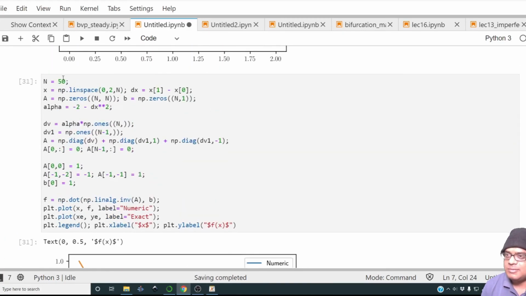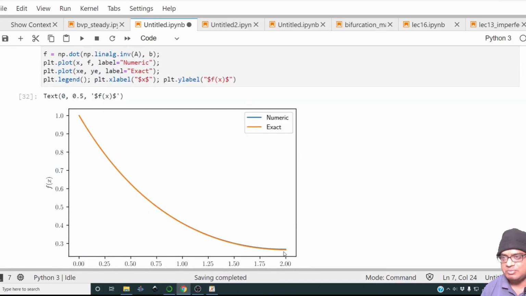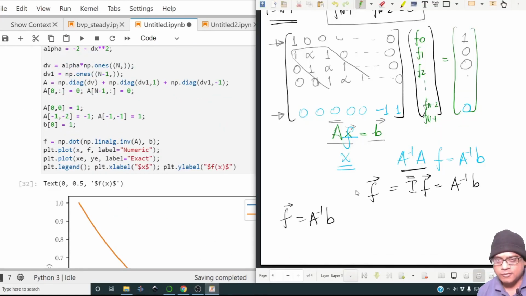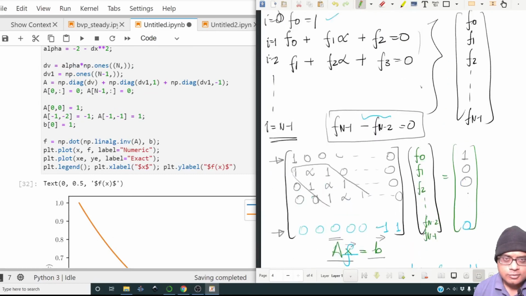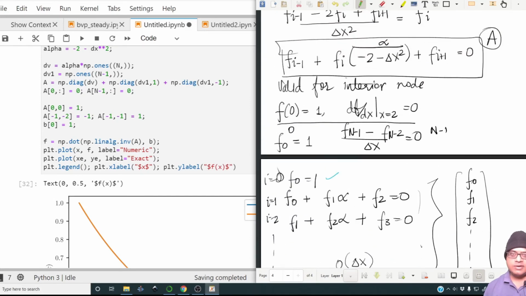Well, maybe if I make it 100 points, it's much better. But does it not match as well as the other points? So over here, for example, you can hardly discern that there's some error. But why is this? Let us go back to our working. So the backward difference has a truncation error of order delta x, whereas the central differencing that we have used for the interior nodes has a truncation error of order delta x squared.